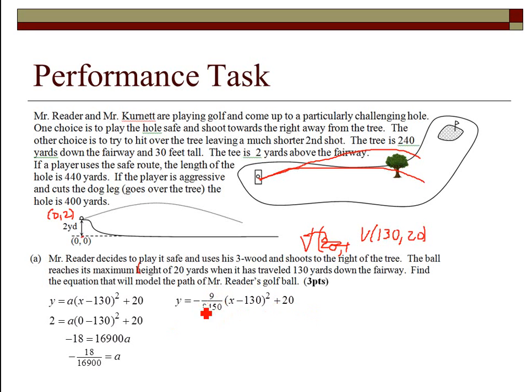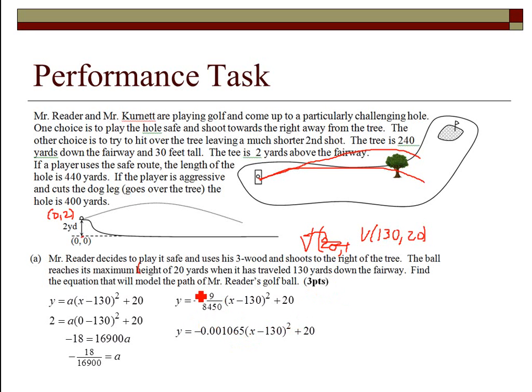A little bit safer equation is to leave it like this. If you did use a decimal, make sure you carry your decimal out far. Don't round it to like negative 0.001 because it's going to throw off your answers too much. So carry it out a bit further to make sure your answer stays accurate. Okay, so that was the first part. That would have been like worth 3 points.